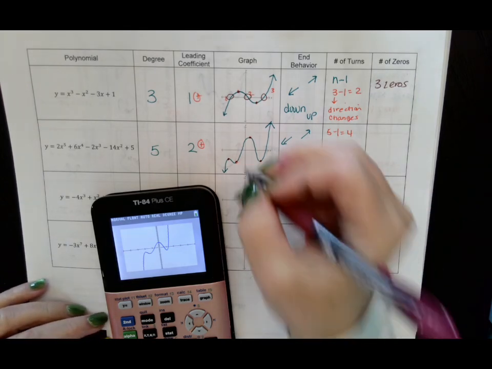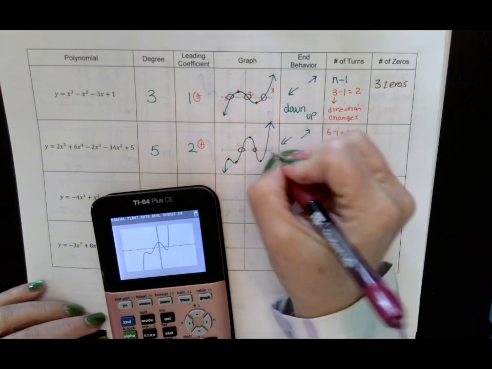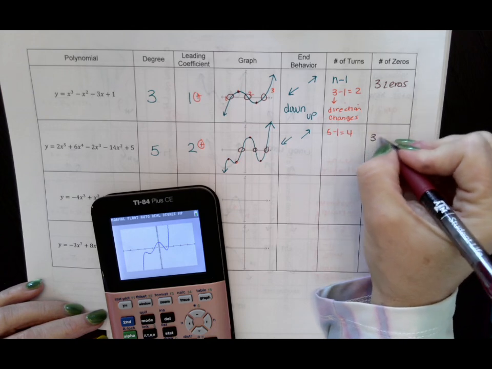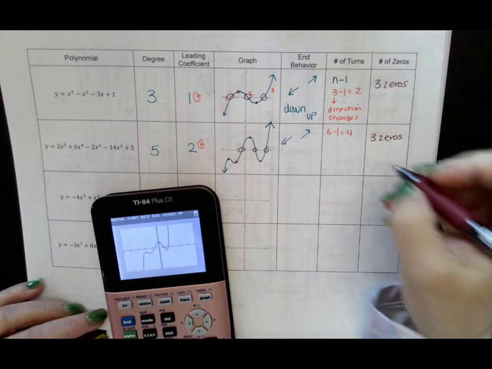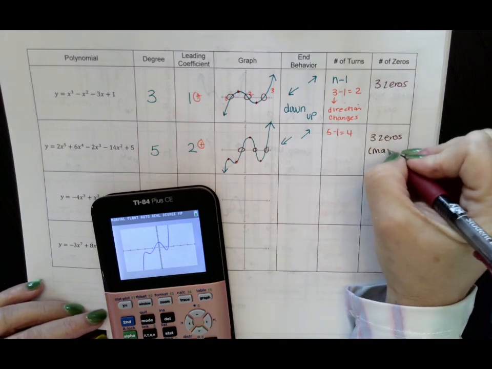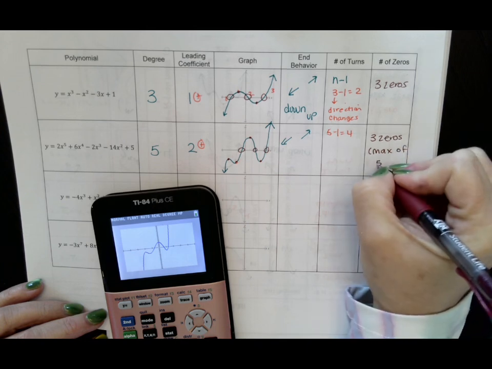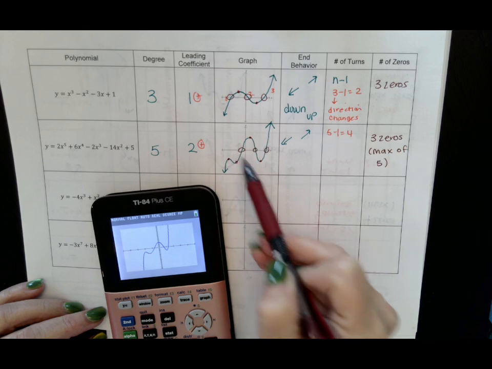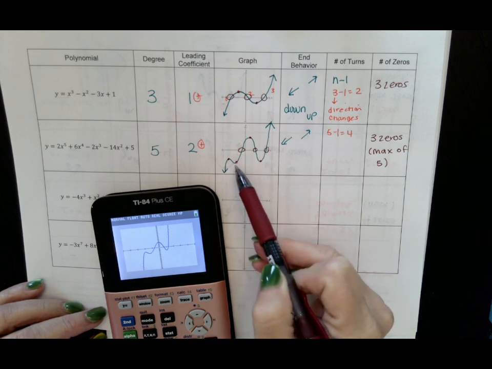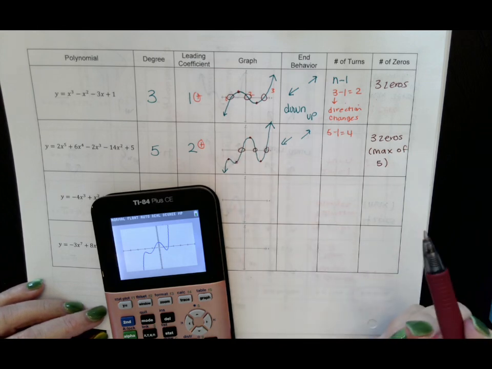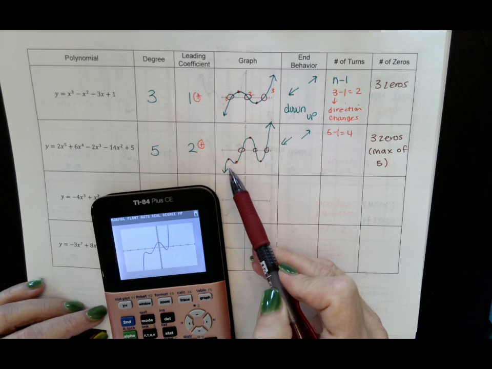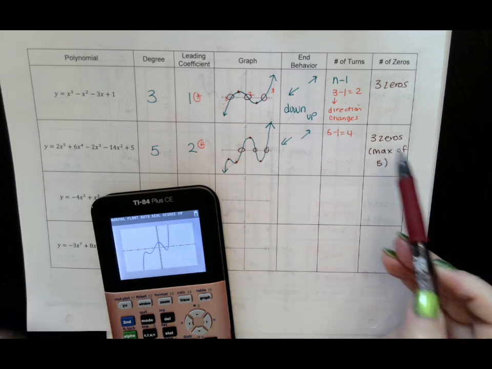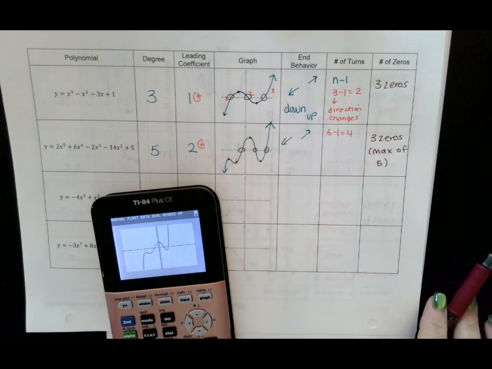So if I look at my zeros, I have 1 here, and 1 here. So I only have 3 zeros. I'm going to make a note, though. I could have had a max of 5 zeros. So if this guy would have crossed over, that would have given me another 0, right? If this guy would have crossed over, it would have given me another 0. So because these didn't cross, I only had 3 zeros on this graph.